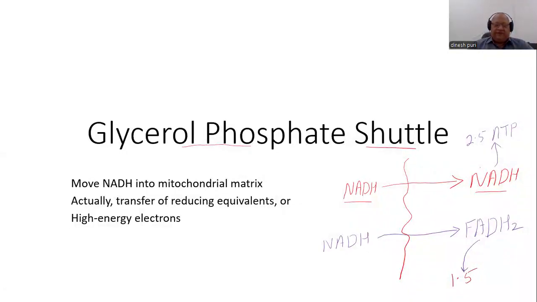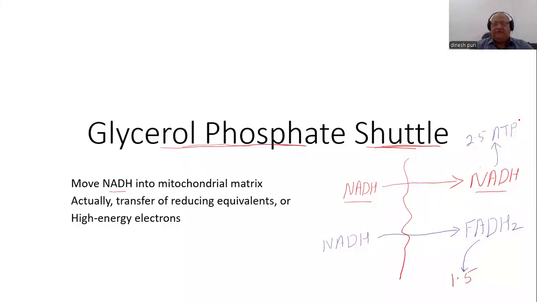So good morning. We continue our discussion related to shuttle. Today we are going to discuss another type of shuttle, glycerol phosphate shuttle. The purpose remains the same: movement of NADH into mitochondria. NADH, which is generated in the glycolytic sequence, its reducing equivalents must be transferred to the mitochondria where it can donate its electron to the electron transport chain.